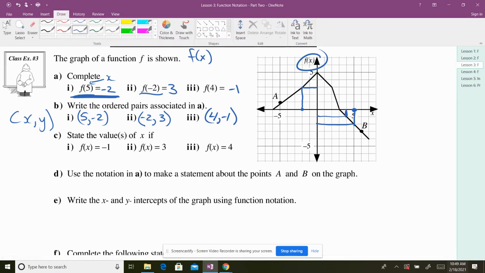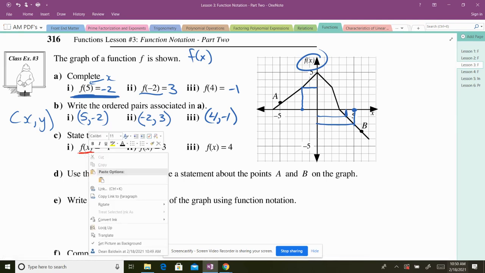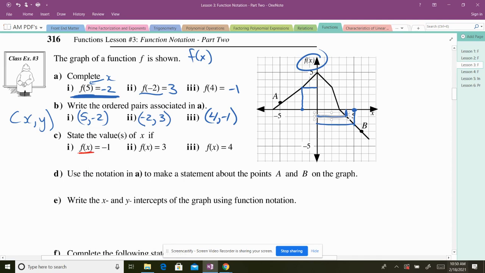Now, what if they give us this statement, f of x is equal to -1. So what value are they giving us, x or y? They're giving us the y value, right? And they want us to find the x. So if y is -1, go to -1, go across till you hit the graph, and then up to get your x value, and it is x equals 4, which matches that one right there.